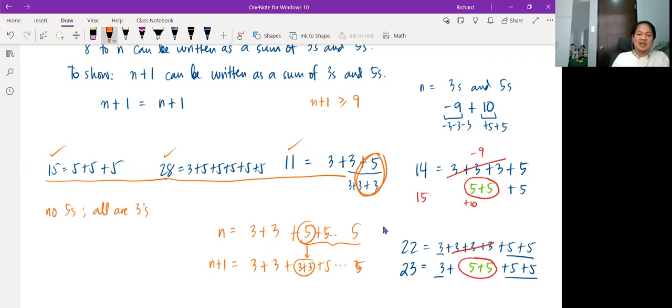So we can assume n is greater than or equal to 9. And if all are 3s, there are no 5s, that means n has 3 plus 3 plus 3 plus other 3s. So we have a triple 3, which can be replaced by 5 plus 5.